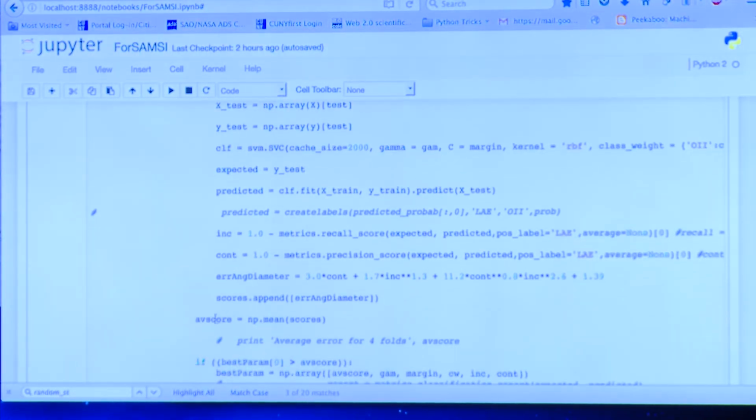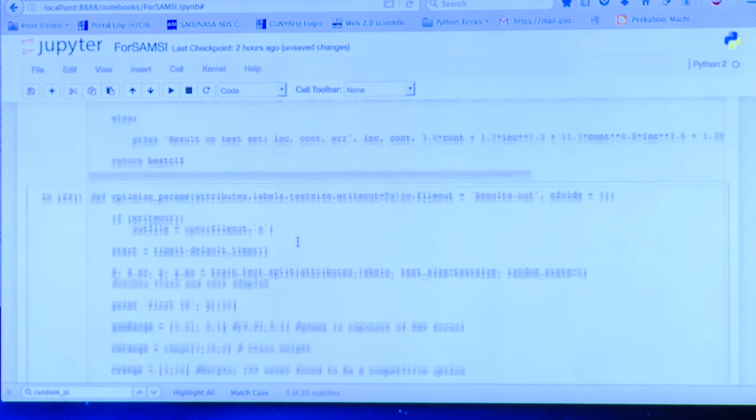And then I just look at the average score, where for score I just look at the error in the angular diameter distance in the 4 or 5 folds. And I select the model which has the best, the lowest error. Make sense?